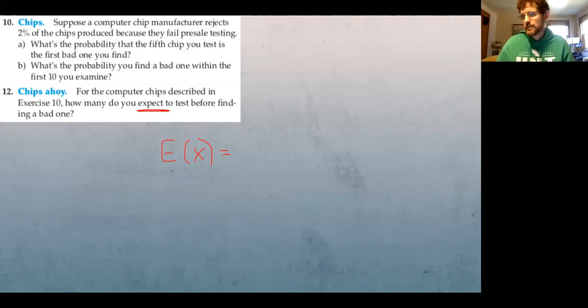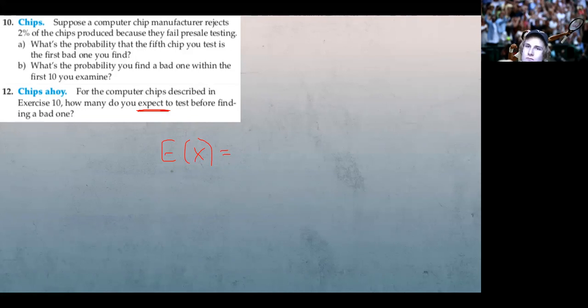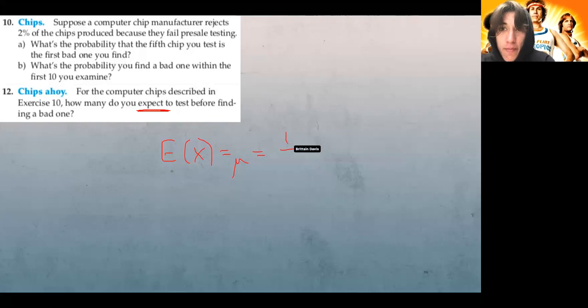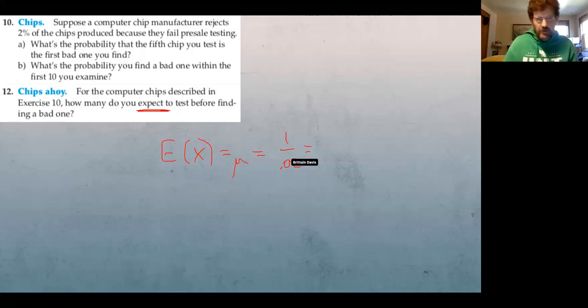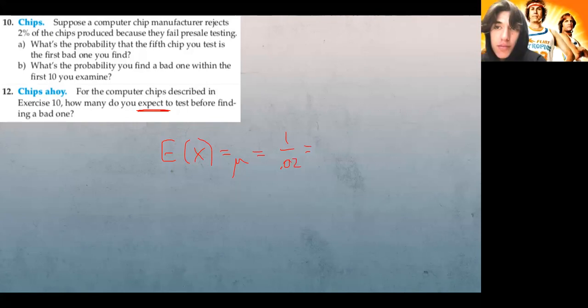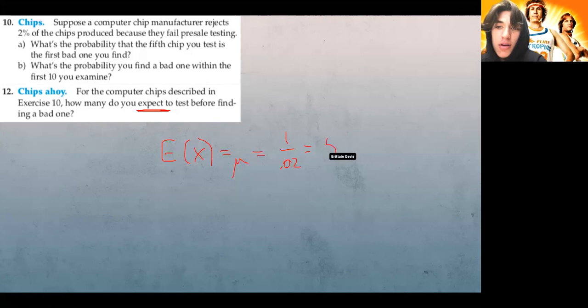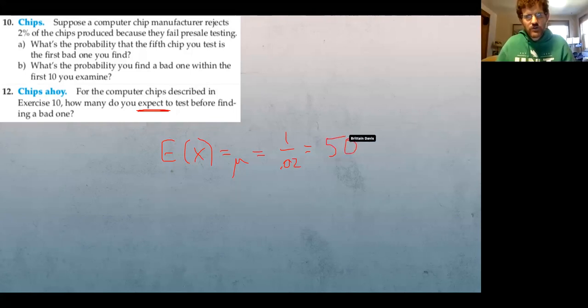What's another name for the expected value? The mean. So we're just going to find the mean of this distribution. And how do we find that for geometric distributions? 1 over 0.02. Okay, so there it is. And you can calculate that. What have we got? 50. We're going to have to test about 50 of these. Again, this should make sense because 2% chance, that's 1/50th. So we'll probably have to test 50.